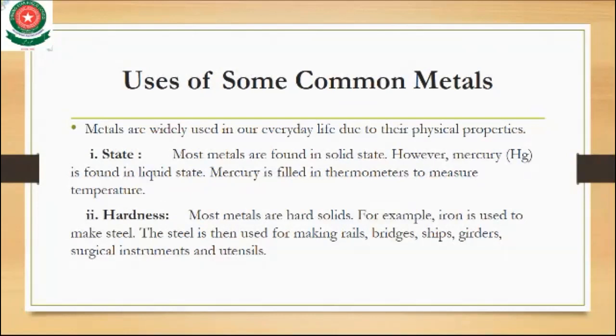Hardness means that metals are very hard, like iron. We use iron for making steel, and then we use the steel for making bridges, shapes, girders, surgical instruments, and many other things.